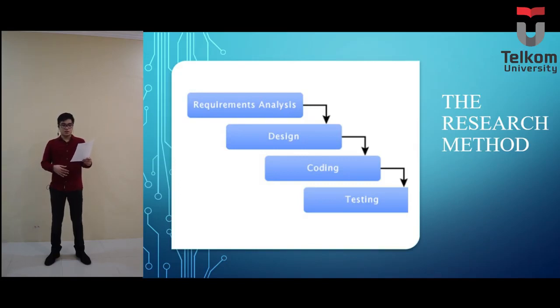And C, we get encoding. At this stage, coding is carried out according to what I have designed previously. Software used includes PHP, MySQL, and CodeIgniter. And for the last, we have testing. We test this project. This stage is carried out by testing the application to make sure the application is running well.